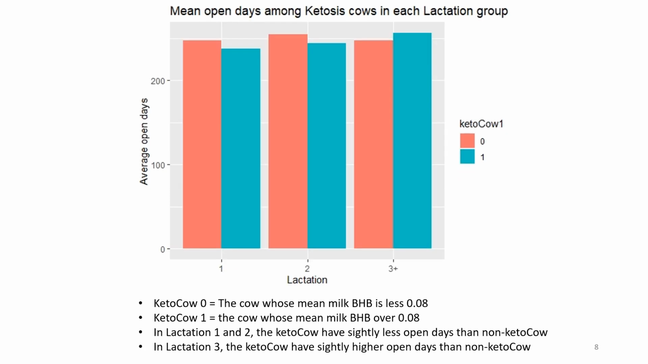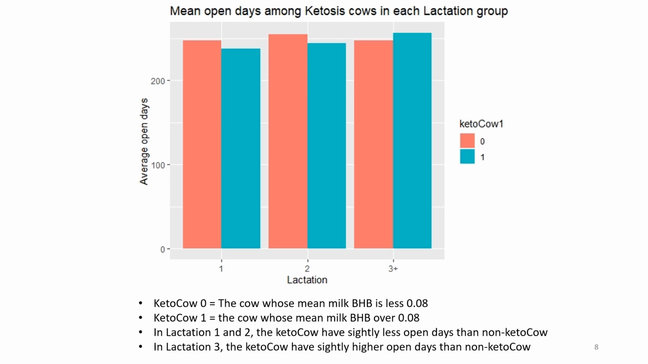And in this graph, we can see that keto cow 0 means the cows whose mean BHB is less than 0.08 micromolar per liter, and keto cow 1, the blue, is the cows whose mean milk BHB is over 0.08. So here we can see that in lactation first and second, the ketotic cows have slightly fewer open days than the non-ketotic cows.